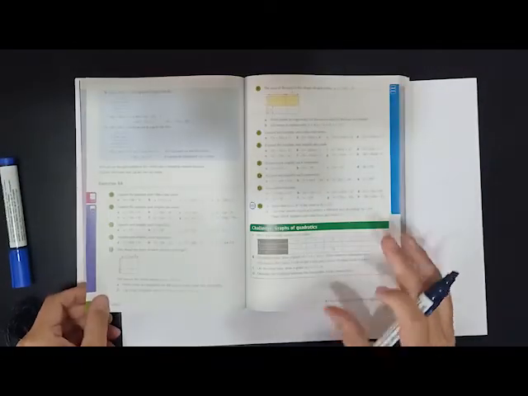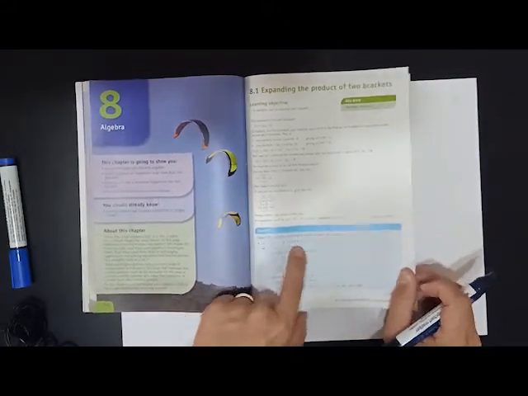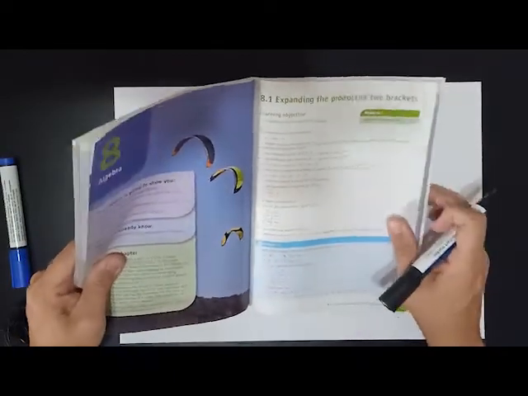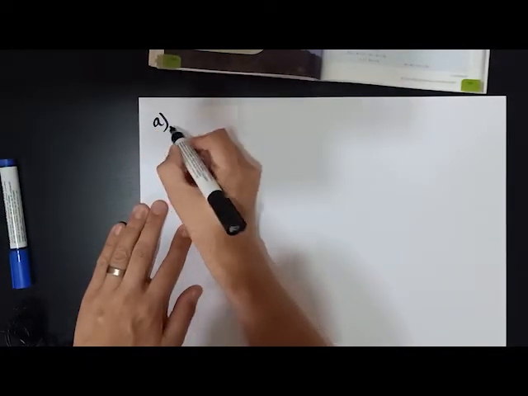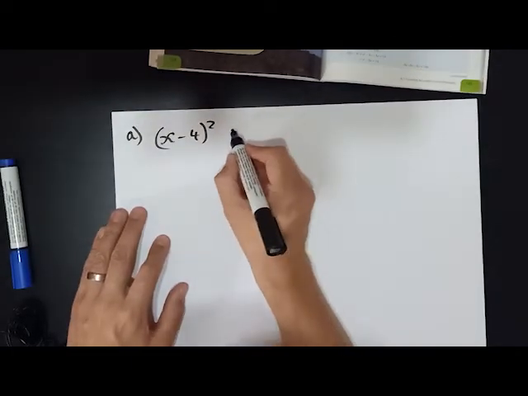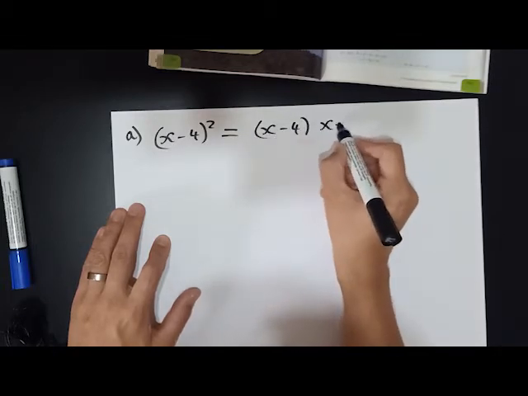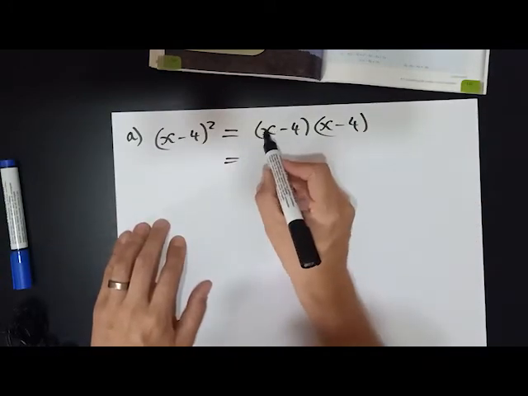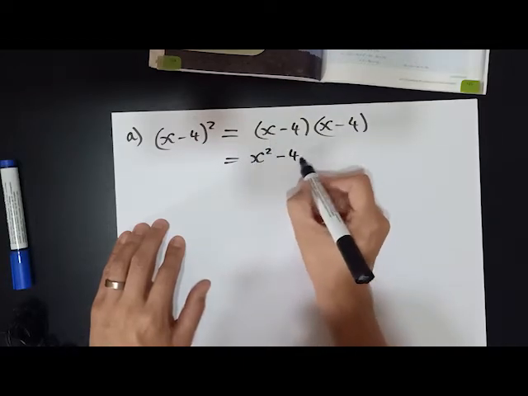So there's 2 examples here in blue. There's 3 more, A, B and C. You can use the grid method if you prefer. I prefer the other method. So example A is x minus 4 squared. Well, that's the same as x minus 4, x minus 4. So I'm not going to draw the smiley face on. You can if you like. X times x is x squared. X times minus 4 is minus 4x.